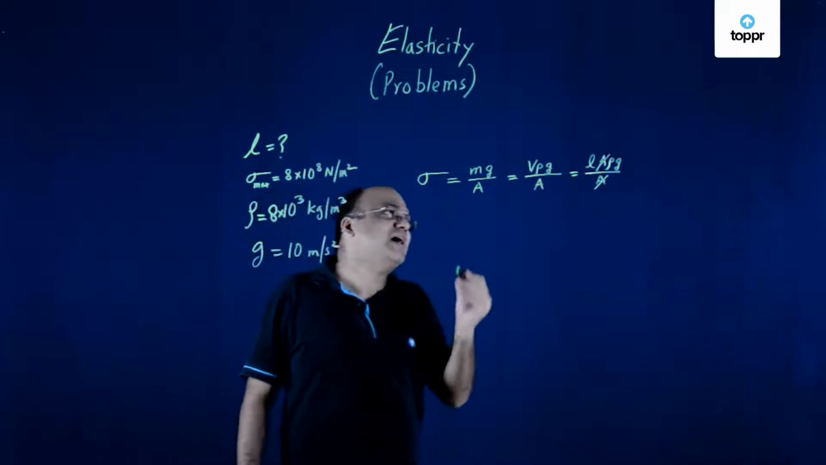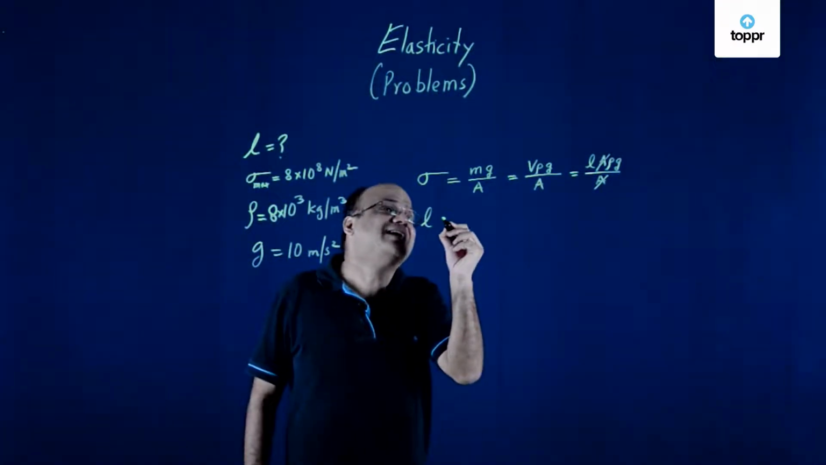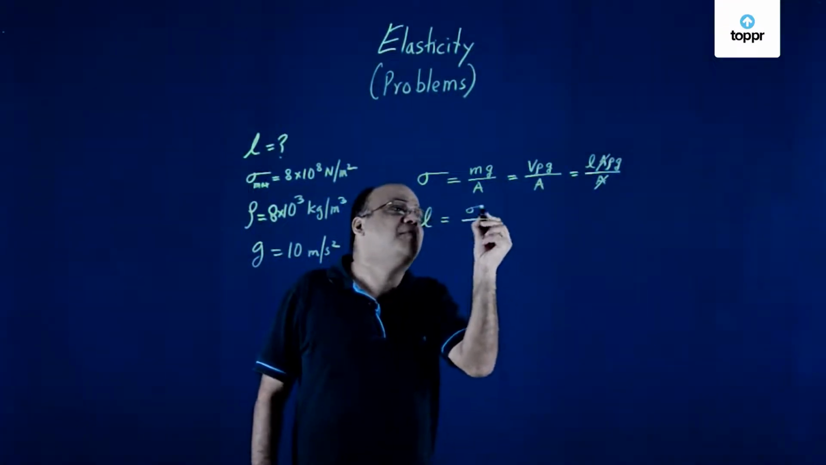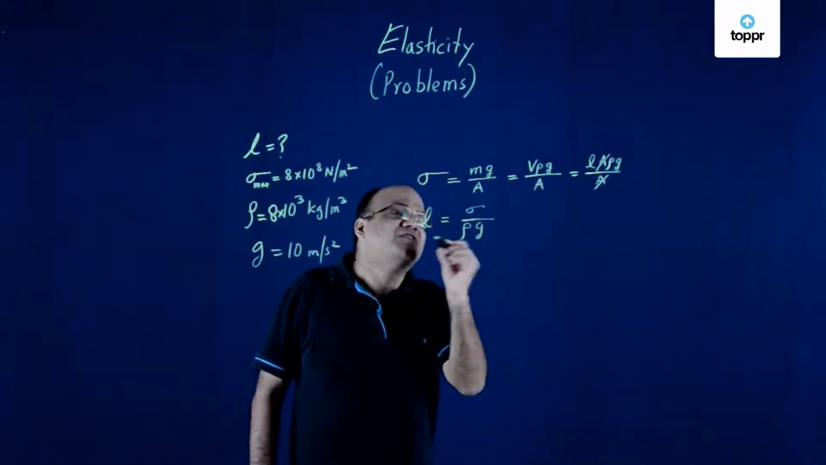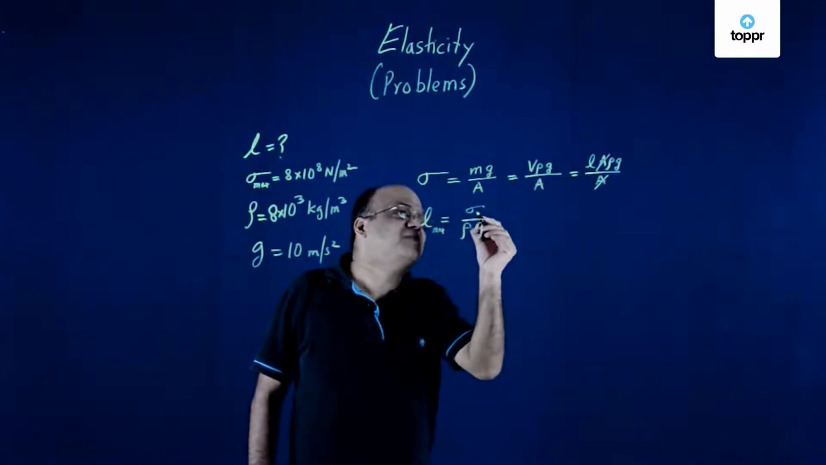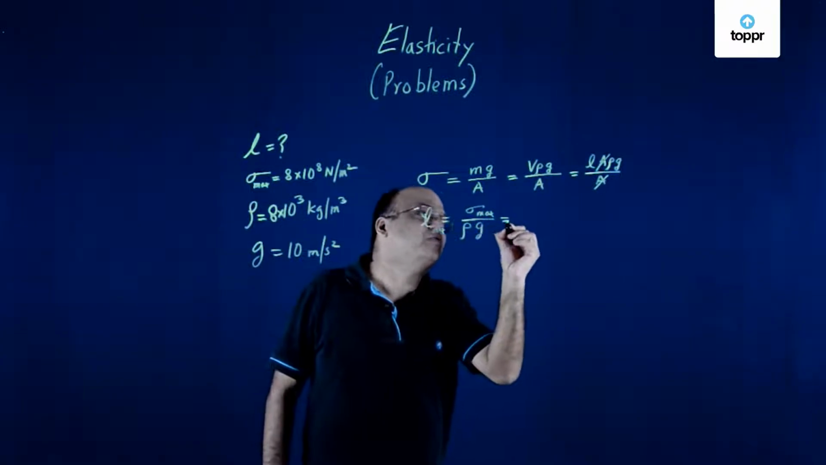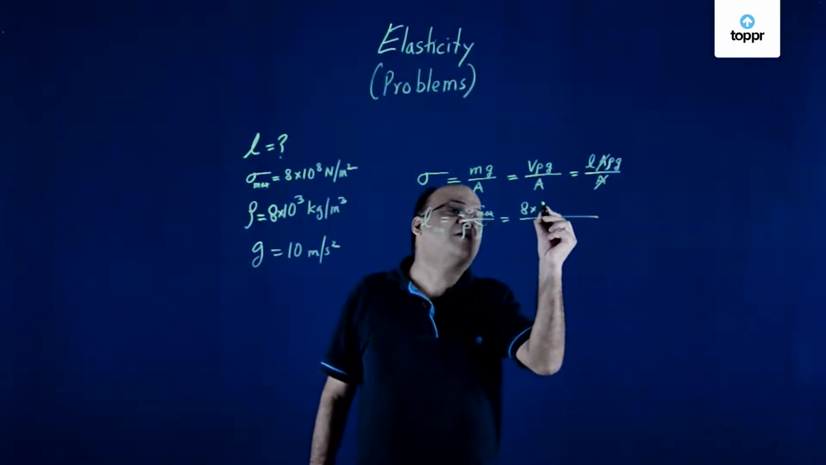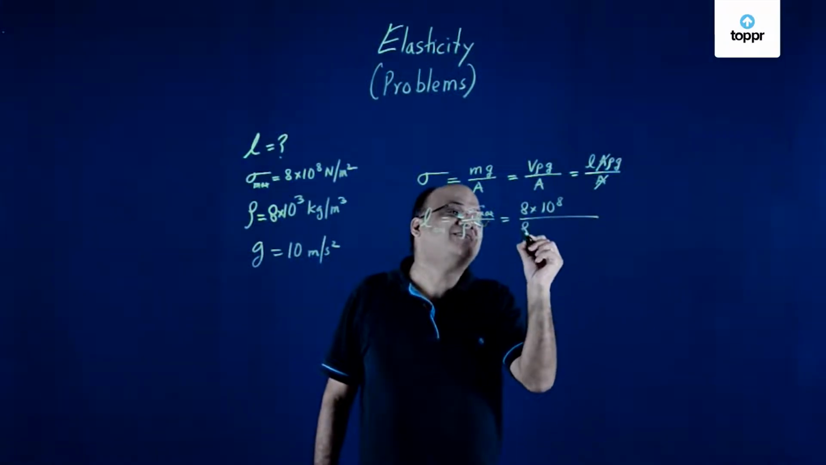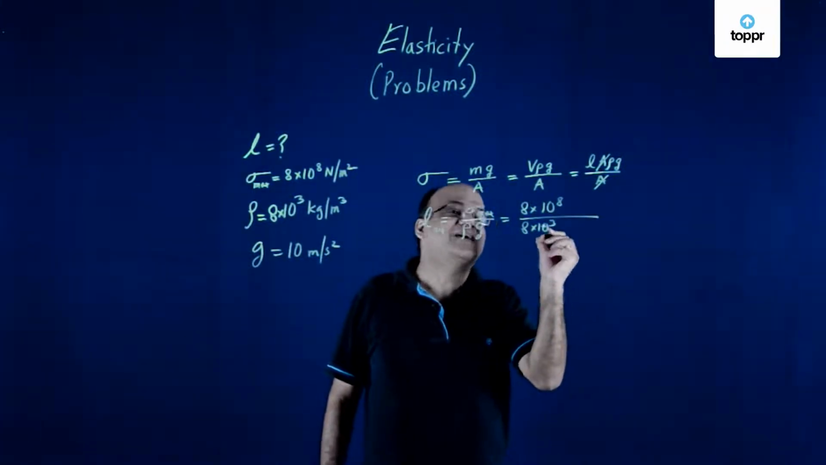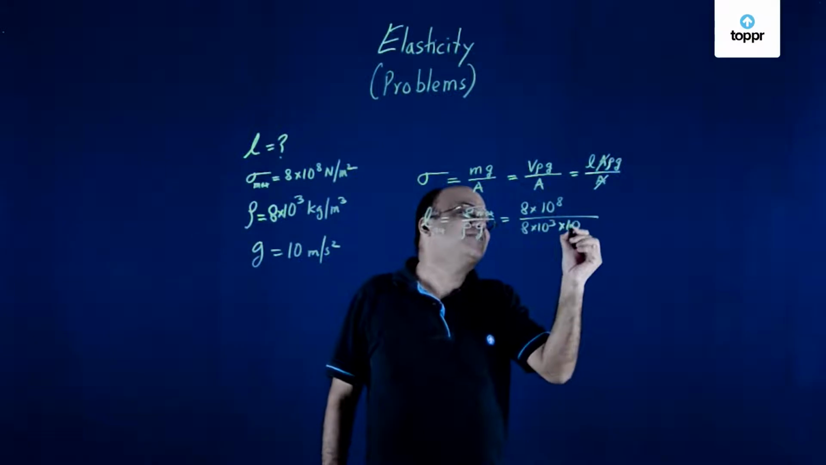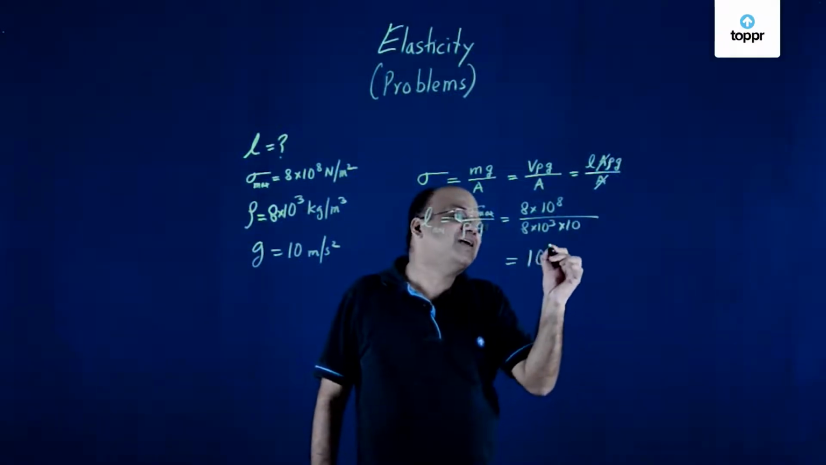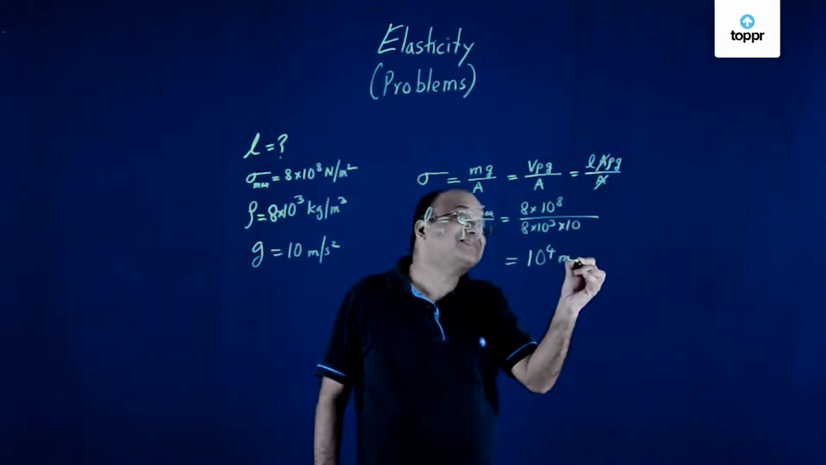And once we know that, we can find L as sigma by rho g. So L maximum will be sigma maximum by rho g. Sigma maximum is 8 into 10 to the power 8. Density is 8 into 10 to the power 3. And g is 10. So we get the answer as 10 to the power 4 meters.